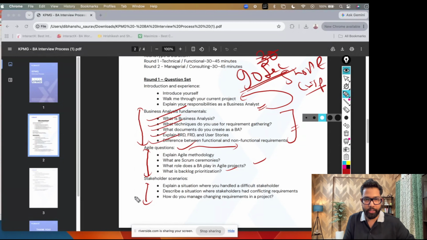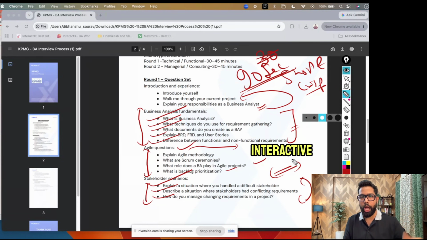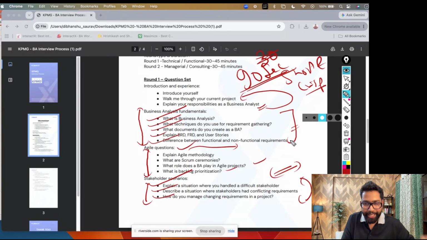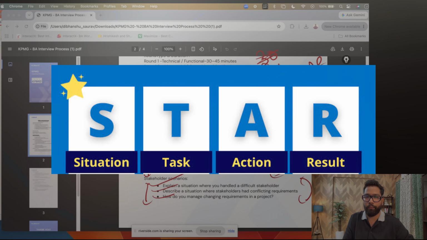So if you look at these questions, let's say, explain a situation where you had to handle a difficult stakeholder. Describe a situation where stakeholders had conflicting requirements. How do you manage changing requirements in a project? Now, these questions are always supposed to be answered in an interactive manner. And that is why I always recommend, whenever you are being asked questions of the situational or behavioral type that also involve stakeholder engagement, I recommend you follow the STAR framework.